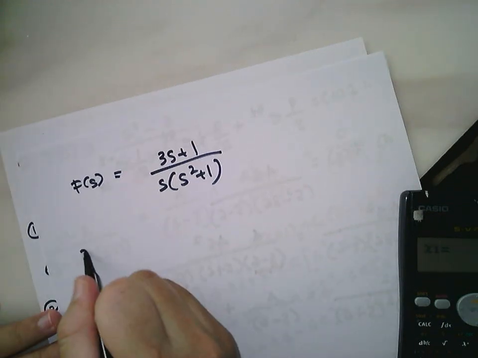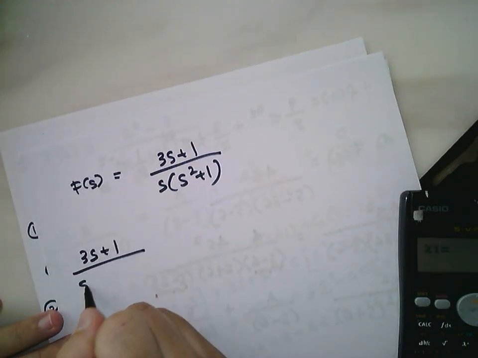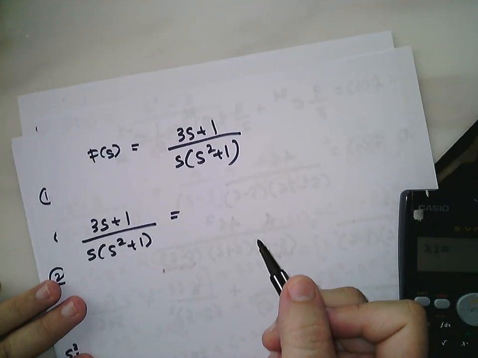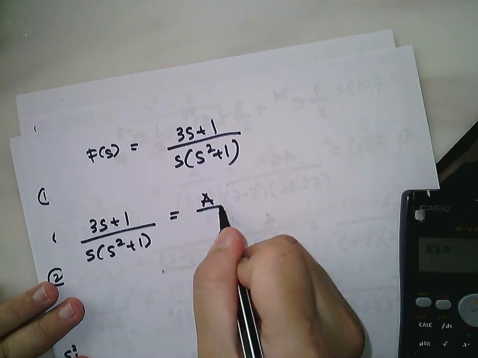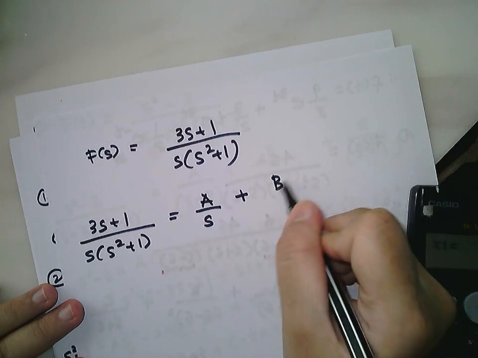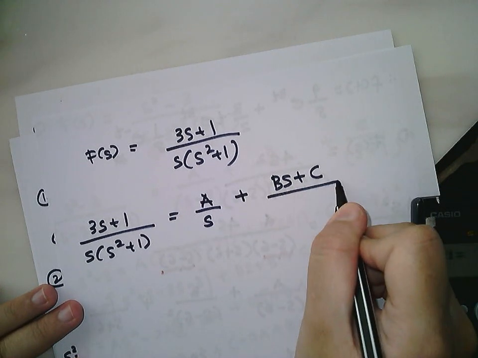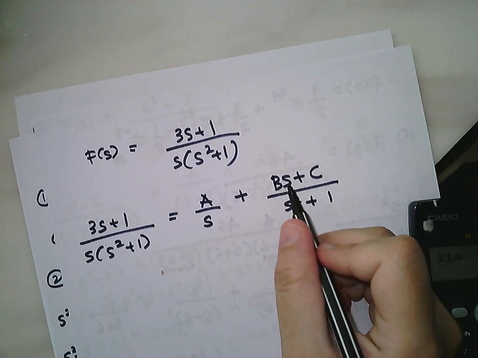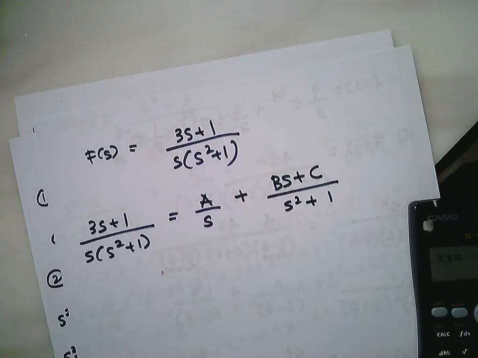So for this one you will have (3s + 1) over s(s squared plus 1) is equal to, the first partial fraction will be A over s, and the second one will be (Bs + C) over (s squared plus 1). Why Bs plus C? Because this is a quadratic function. The next step is for you to get the values of A, B and C.